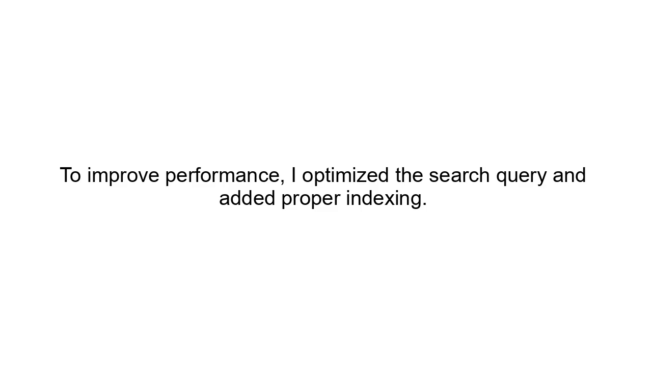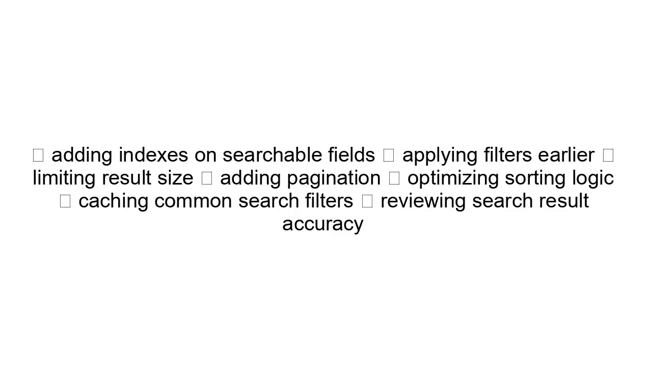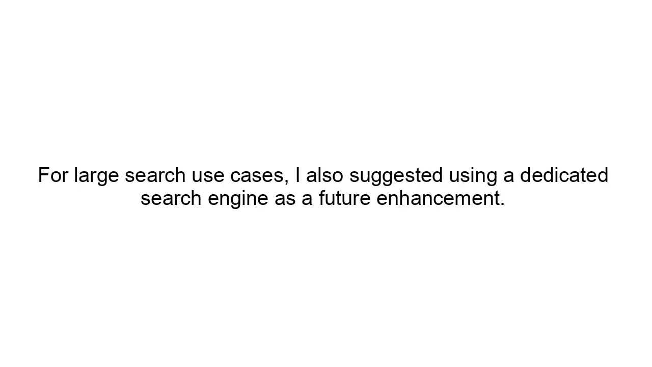To improve performance, I optimized the search query and added proper indexing. I also changed the search flow, so filters were applied earlier. The improvements included adding indexes on searchable fields, applying filters earlier, limiting result size, adding pagination, optimizing sorting logic, caching common search filters, and reviewing search result accuracy. For large search use cases, I also suggested using a dedicated search engine as a future enhancement.